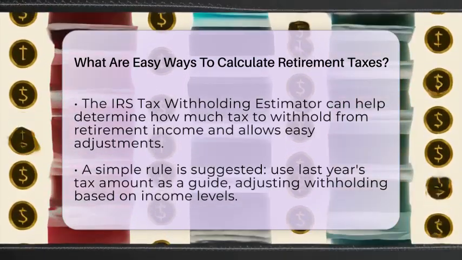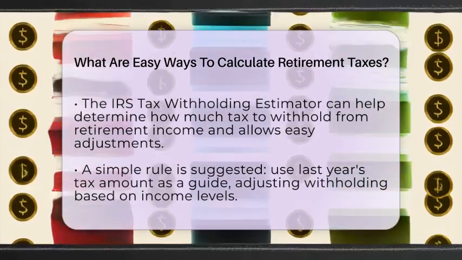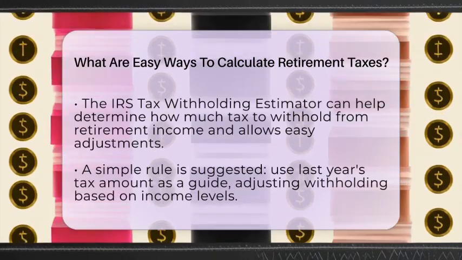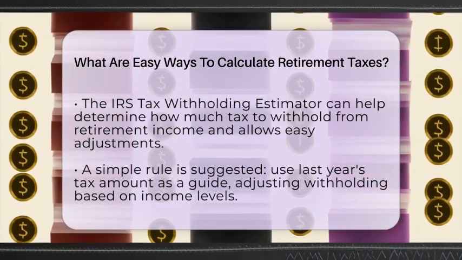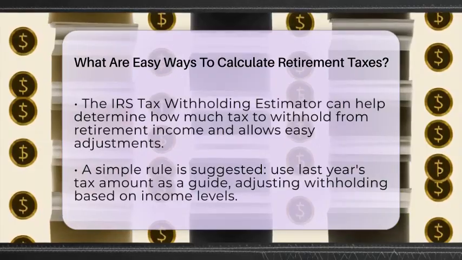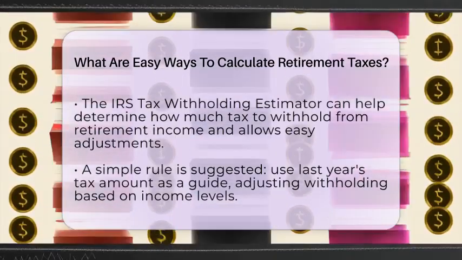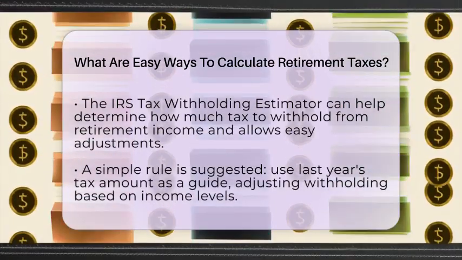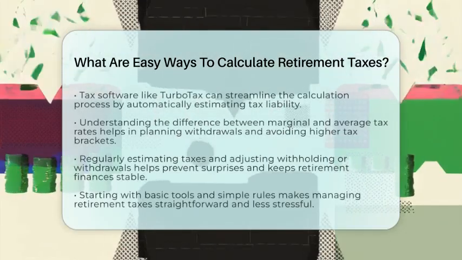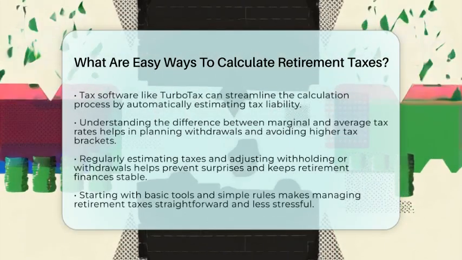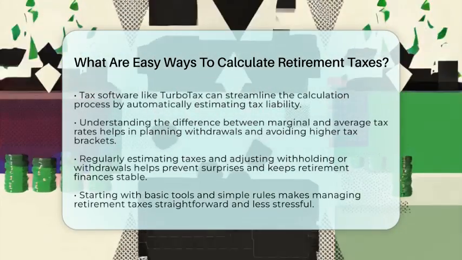Using tax preparation software like TurboTax can make the process even easier. These programs allow you to input your income sources and withholding amounts, then automatically calculate your estimated tax liability. This way, you can see how much you owe and make adjustments before tax time.